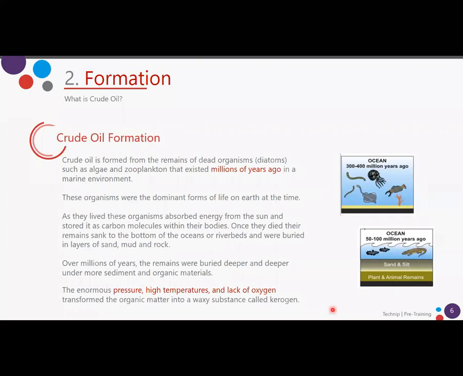How the crude oil is formed. The crude oil is formed from the remains of dead organisms, the diatoms, such as algae and zooplankton, that existed millions of years ago in a marine environment. These organisms were the dominant form of life on Earth at the time.